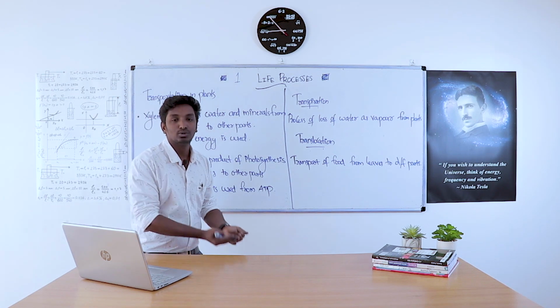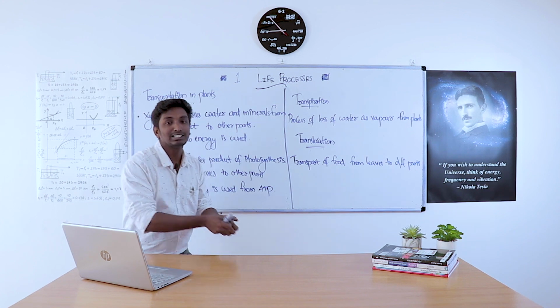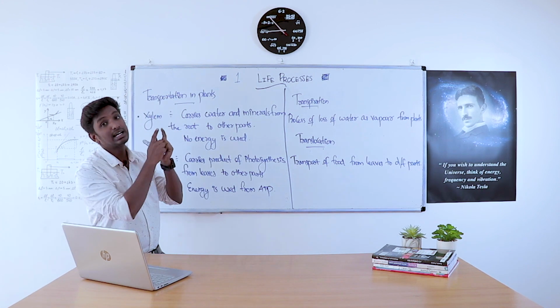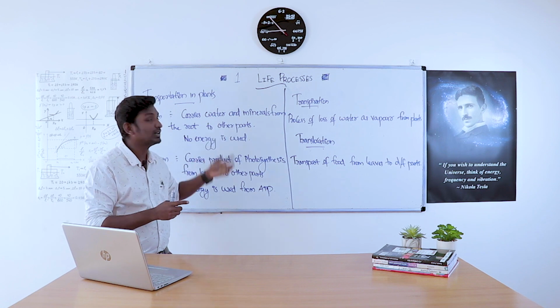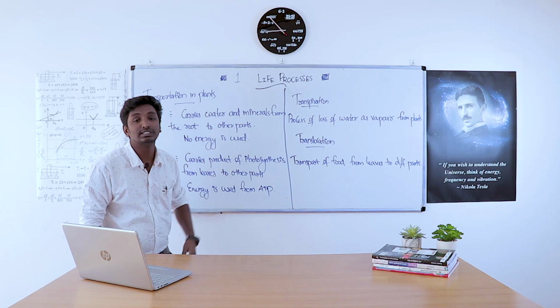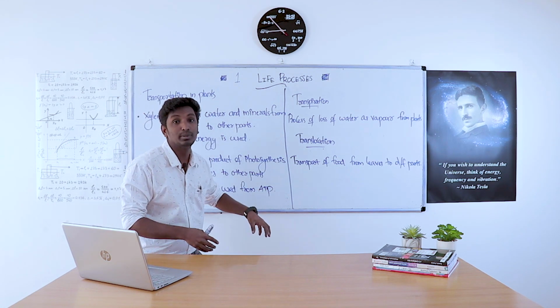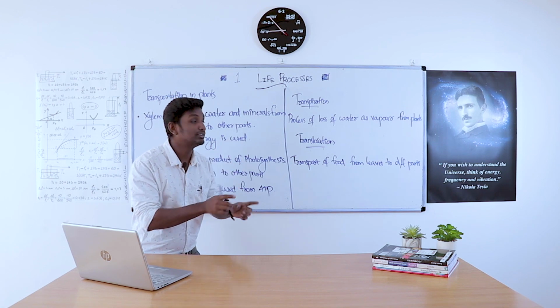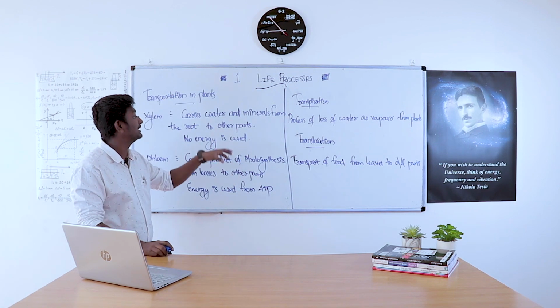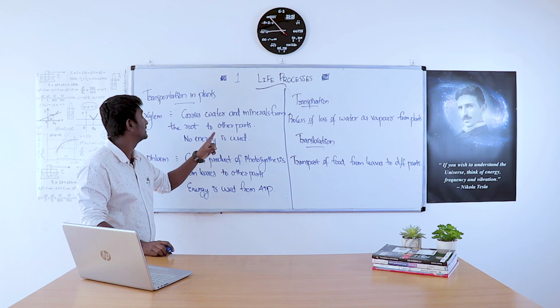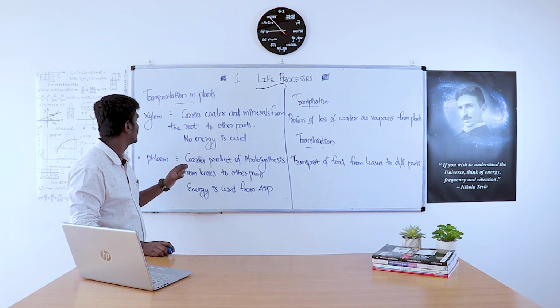The water and minerals absorbed by the root are carried to various parts. These water and minerals are needed for photosynthesis in the leaves, so they need to be transported to the leaves. From the roots, water and minerals are transported to the leaves through xylem. Here no energy is used.